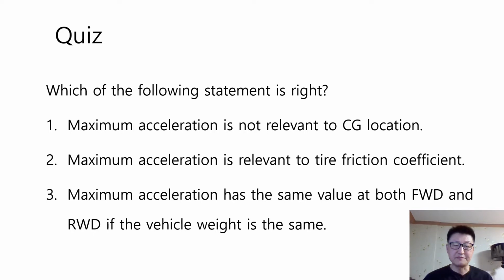Here is a quiz for you. Which of the following statements is right? Number 1. Maximum acceleration is not relevant to CG location. Number 2. Maximum acceleration is relevant to tire friction coefficient. Number 3. Maximum acceleration has the same value at both front-wheel drive and rear-wheel drive if the vehicle weight is the same.